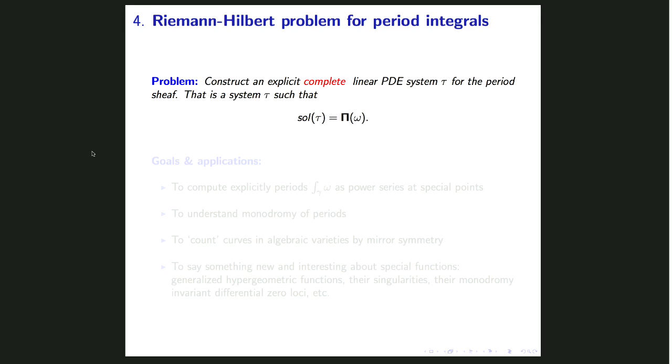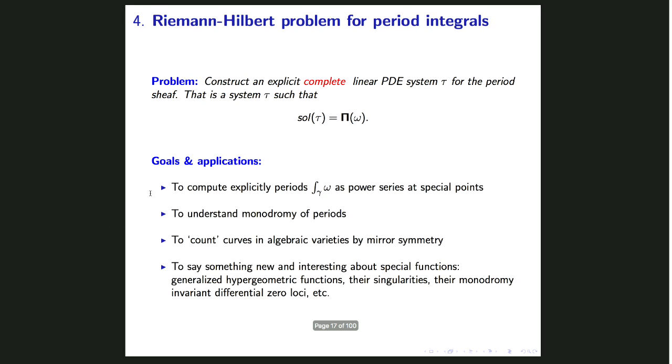So here's the problem. We want to construct an explicit, complete linear PDE system, which I generically call tau, for the period sheaf. That is to say, we would like to find a PDE system whose sheaf of local solutions agrees with the sheaf of period integrals we started with. Okay. So why are we interested in such a problem?